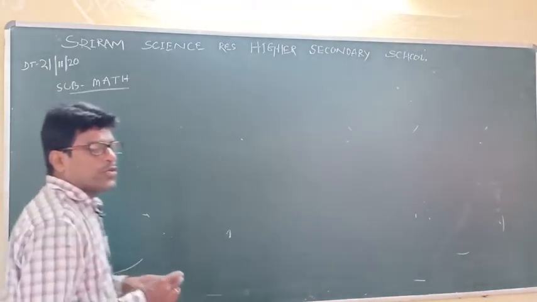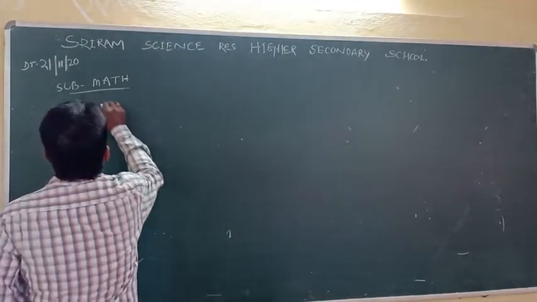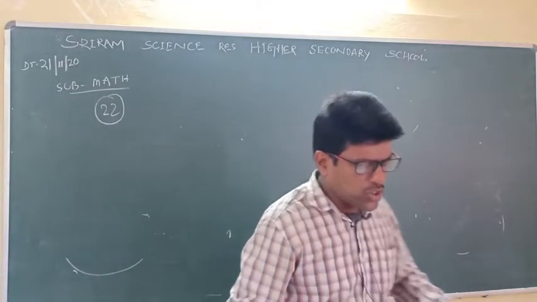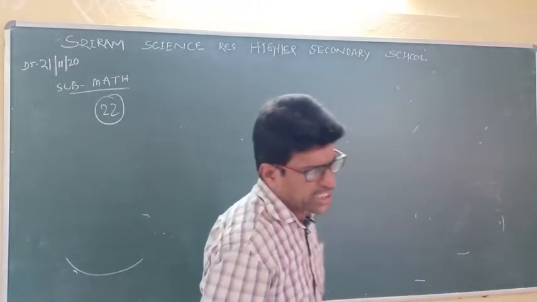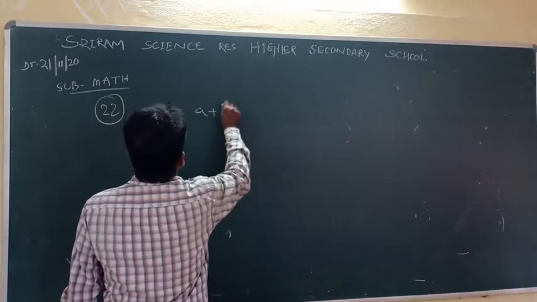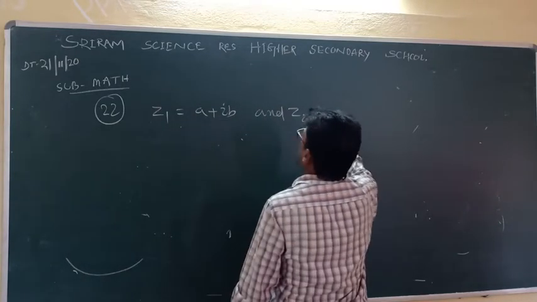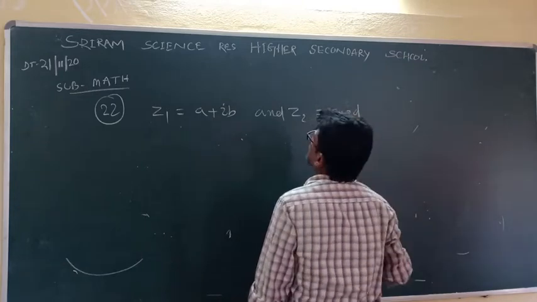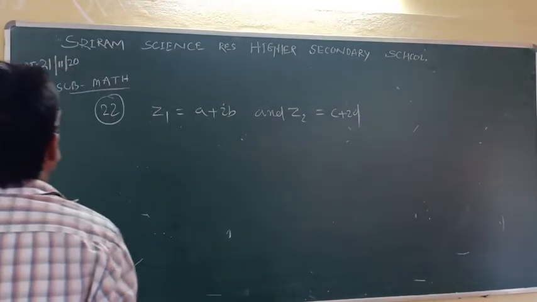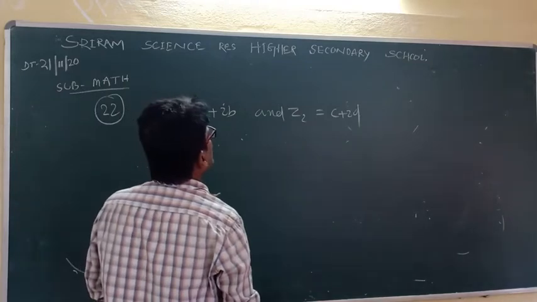Number 22. Yes, number 22. A very simple question. 22 is not very important for you. Real z1 into z2. Taking z1 is equal to a plus ib, and z2 is equal to c plus id. Now we are going to prove this pattern. A plus ib whole into z2, that is c plus id.